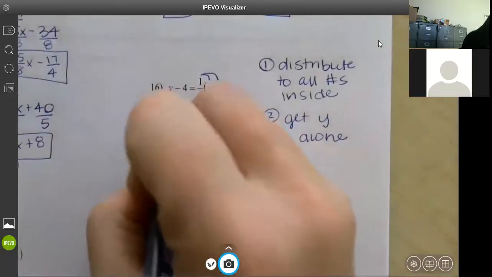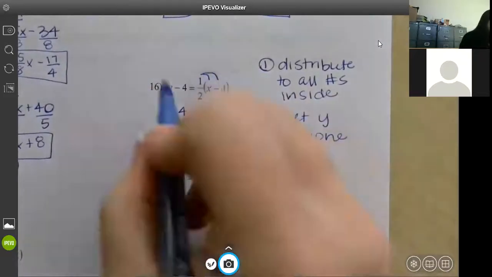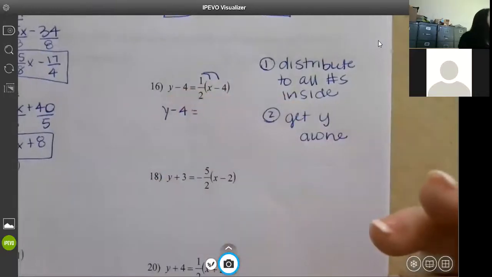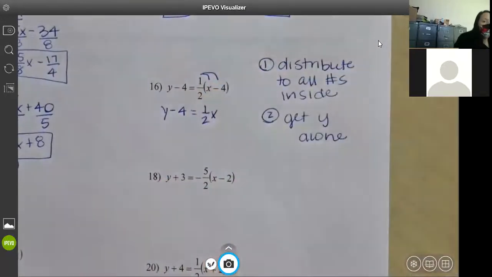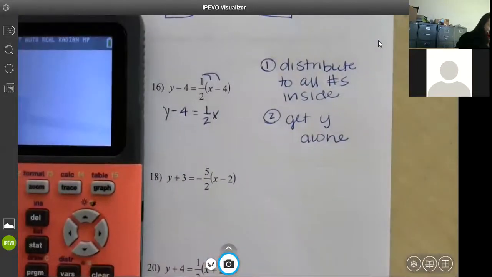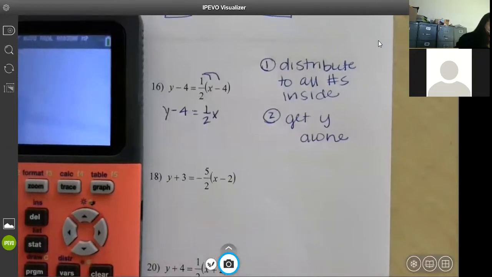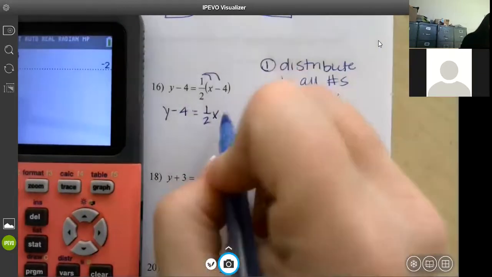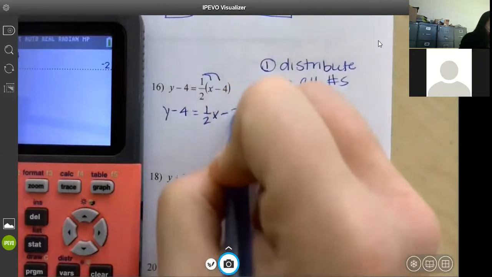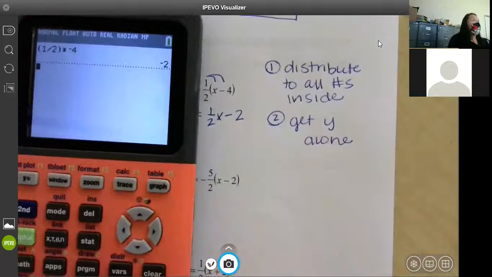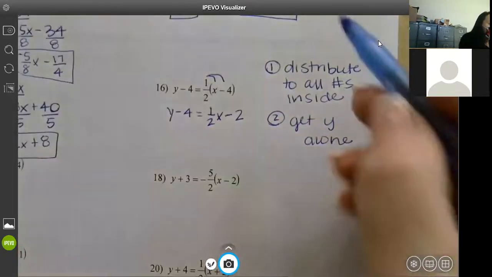All right, y minus 4. What's 1/2 times x? Yeah, we just squish them together, right? 1/2 x. If you don't know 1/2 times -4, then put it in your calculator. 1/2 times -4. What'd you get? What's on my calculator? -2. You can do it in your calculator. 1/2 times -4. That's step 1.